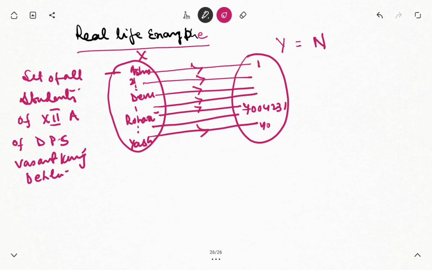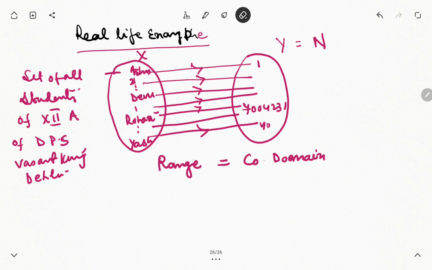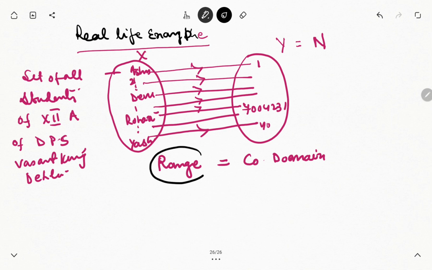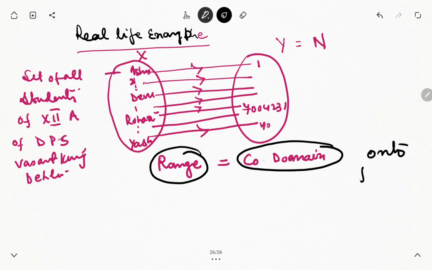Okay. So how to check that this is an onto function or not? To check that, you have to check that the range is equal to the codomain of the function. If it is equal to the codomain, then only you will get that the range is equal to the codomain, meaning this is an onto function.